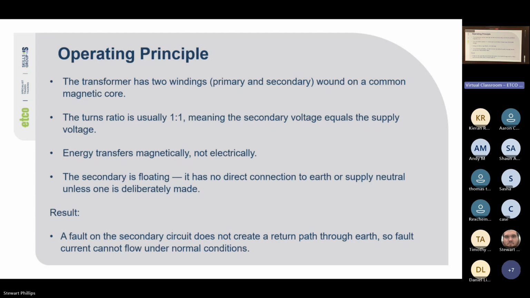So by isolating ourselves from the supply, we have no return path. We cannot complete the circuit between us and the supply, unless for some reason we touch an appliance that is earthed. So if we're using an appliance connected to an isolating transformer, we must make sure that we do not then use an appliance that is connected to the supply, because that can possibly create a return path.